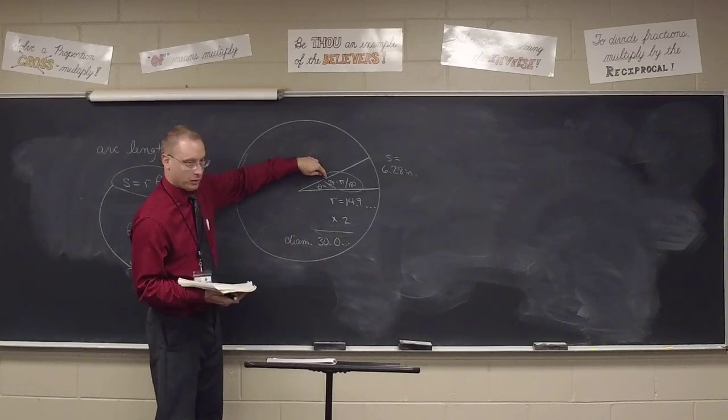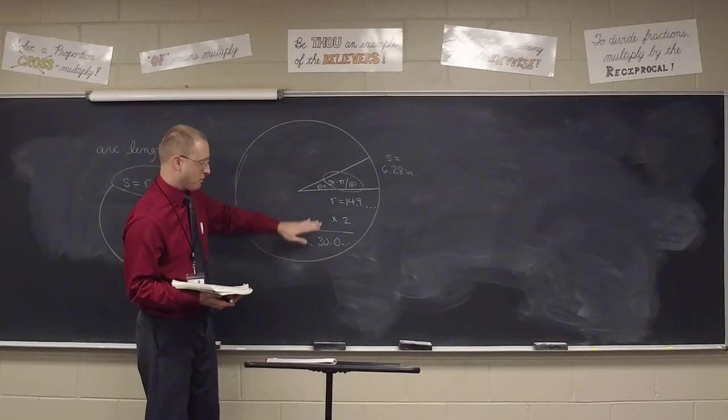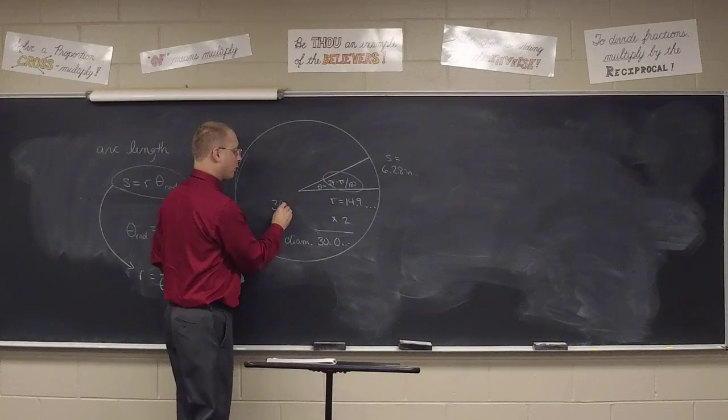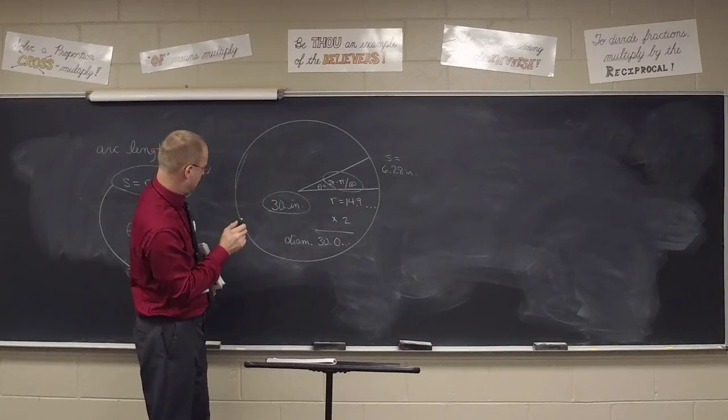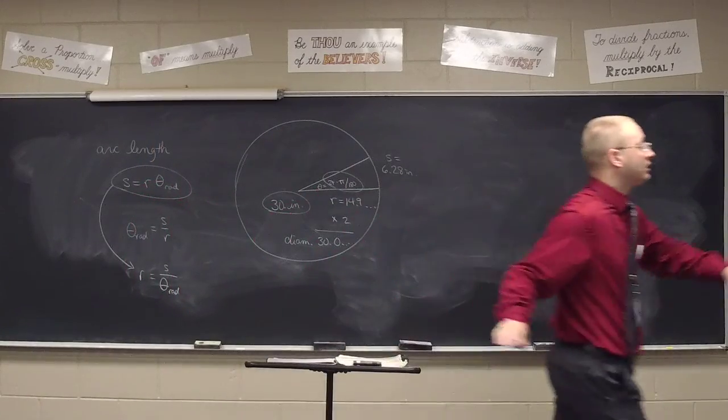And then here's where it's hard. 24 degrees is only 2 sig figs. So I could make an argument for 2 sig figs and say it's 30 inches diameter, which is a massive pizza, by the way.